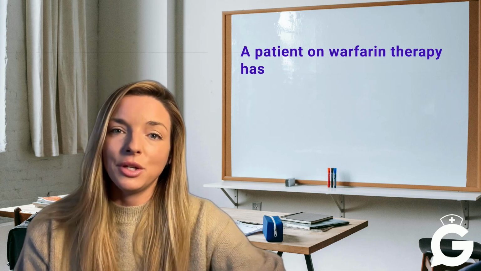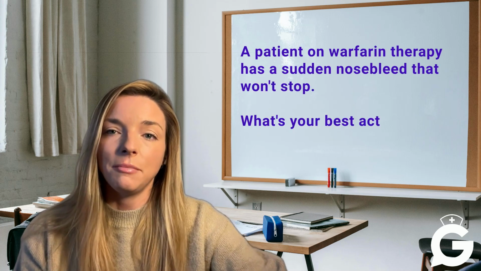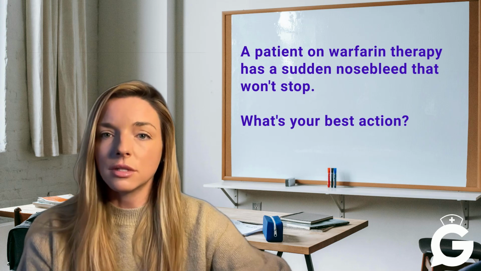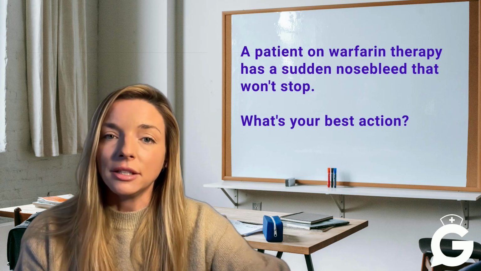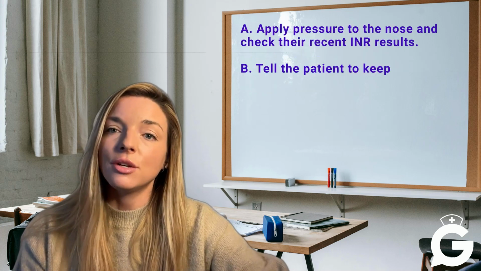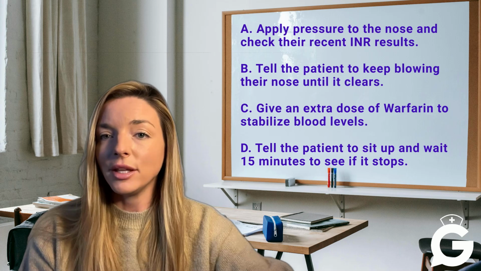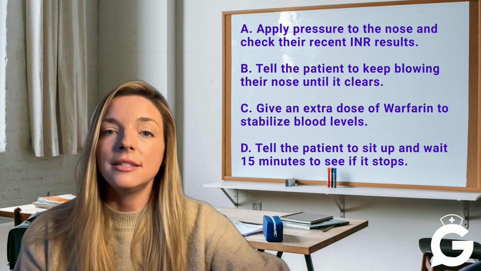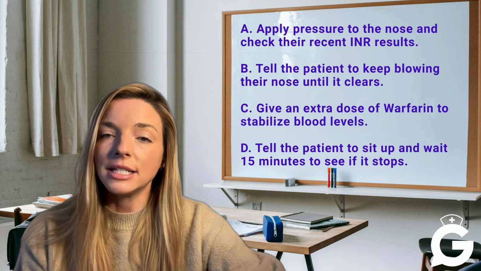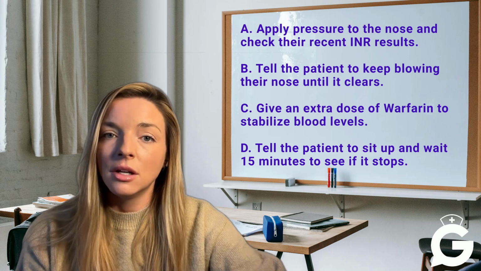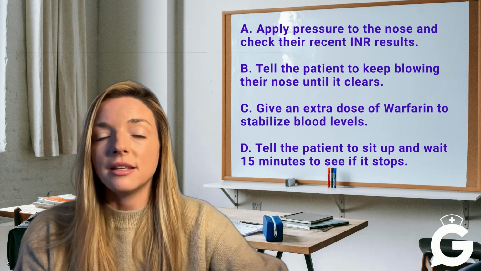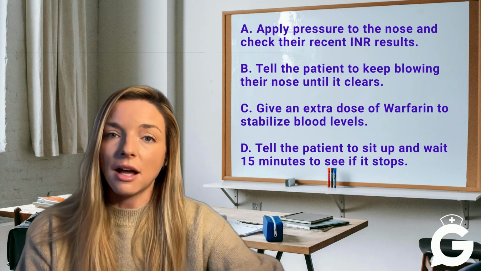Practice question number 2. A patient on warfarin therapy has a sudden nosebleed that won't stop. What's your best action? A. Apply pressure to the nose and check their recent INR results. B. Tell the patient to keep blowing their nose until it clears. C. Give an extra dose of warfarin to stabilize blood levels. D. Tell the patient to sit up and wait 15 minutes to see if it stops.